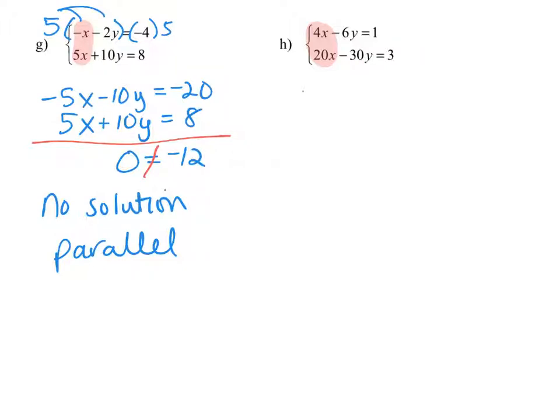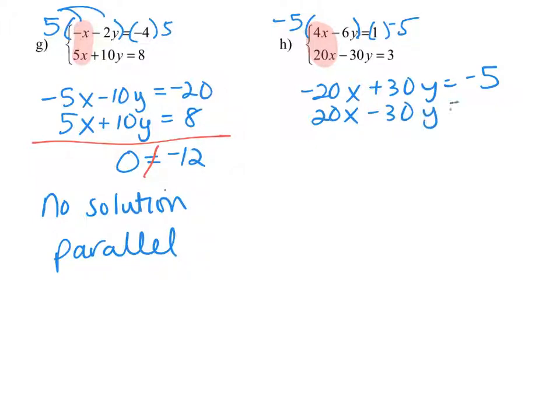So it would be nice to have the first term as a negative 20x and leave the second equation with a positive 20x. In order to make that first equation have a negative 20x term, we would have to multiply the whole first equation by negative 5. And we want to do the same thing to the right side of the equation. Now when we multiply negative 5 times 4x, we get negative 20x. And negative 5 times negative 6y is plus 30y equals a negative 5 on the right side. And the second equation we're going to leave. 20x minus 30y is equal to 3.